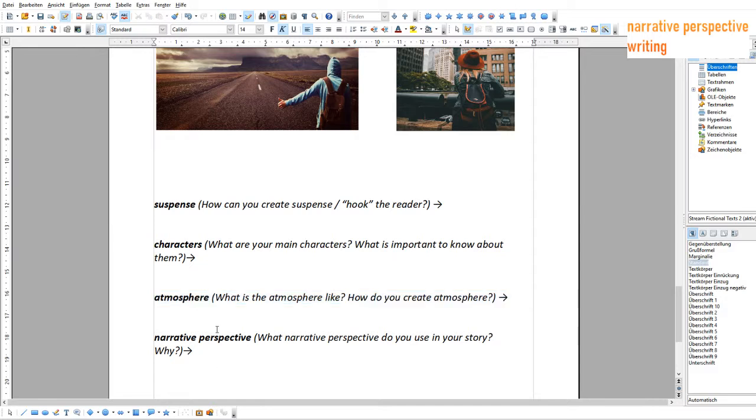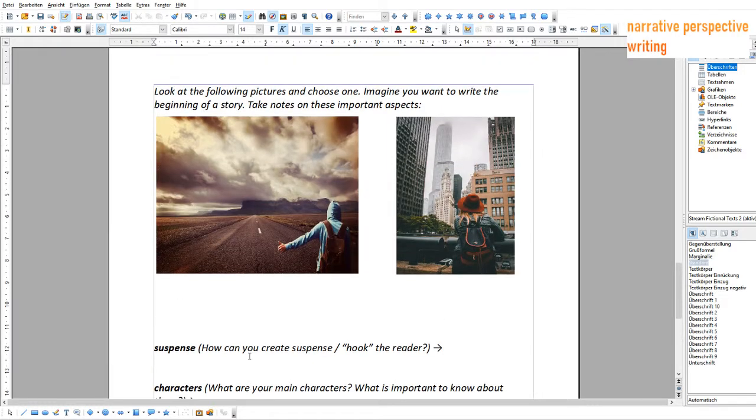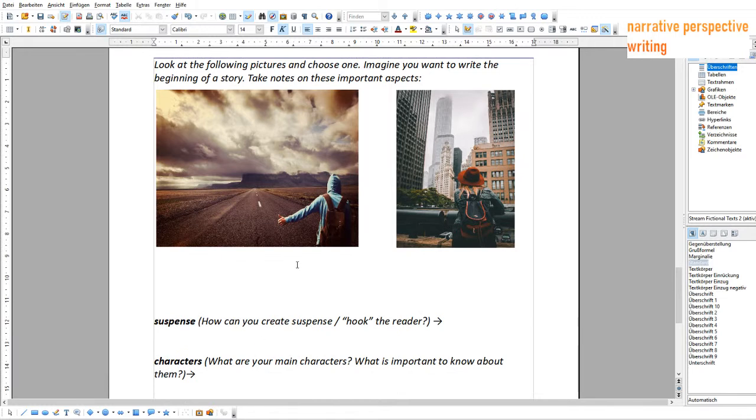And so on. Then you have the narrative perspective that we just talked about. What narrative perspective do you use in the story and why? Here you can choose either the first person or the third person narrator. So here I'd like you not to write the beginning of the story, but to take notes, okay?